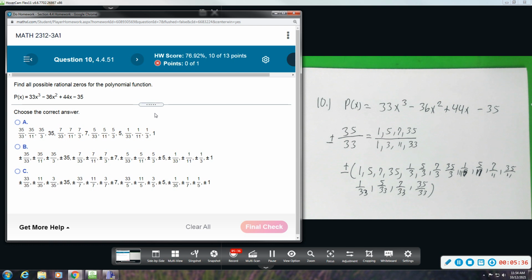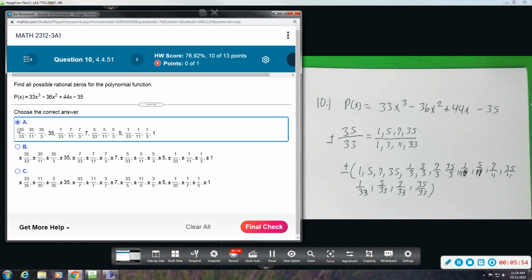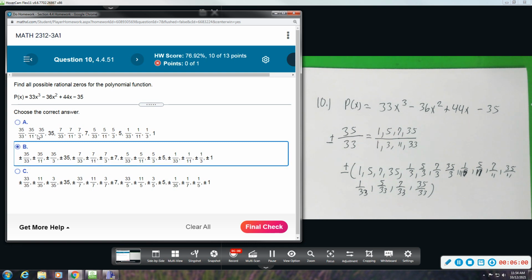So I want to find out which one matches. We got 3 choices. First one, we got 35 over 33, 11, 3, and then over 1. 7 over 33, 11, 3, and then 1, 5. And then, so A looks good. No, B looks good because they got the positive and negative. A doesn't.